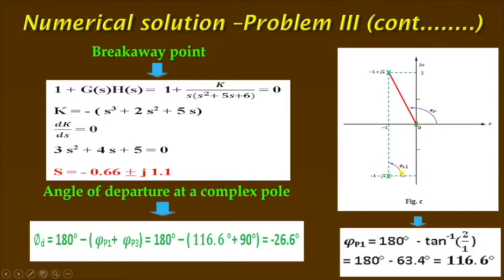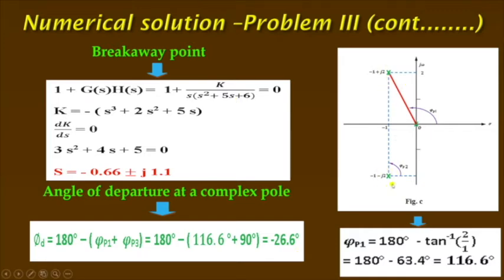Then another pole, its angle is 90 degree plus 90. So the angle of departure at that pole is equal to 180 minus 116.6 plus 90 degree. So this is equal to minus 26.6 degree. So this is the angle of departure for that pole.